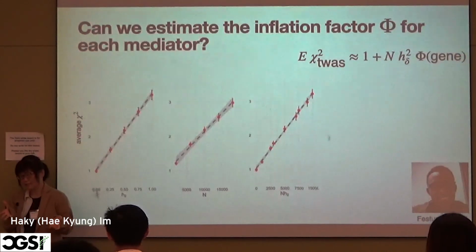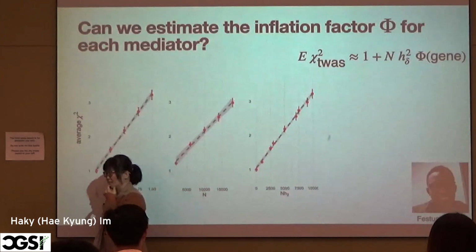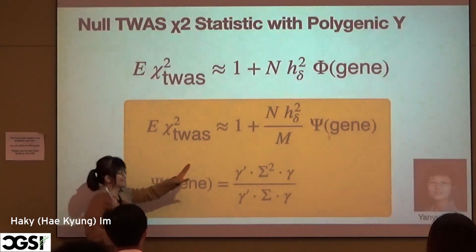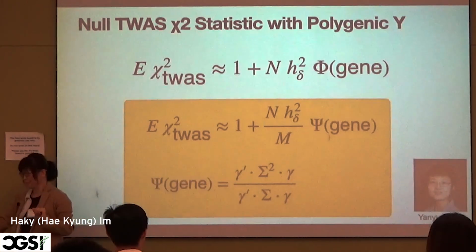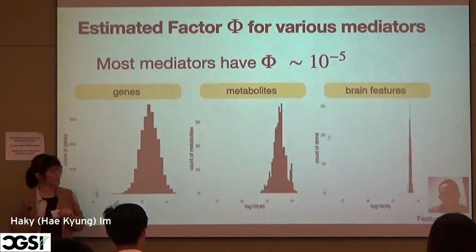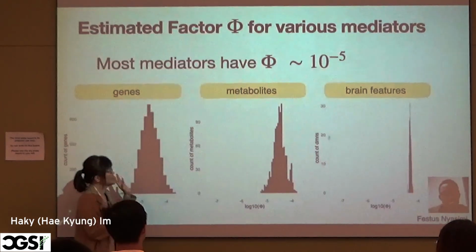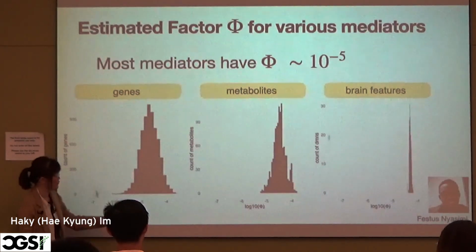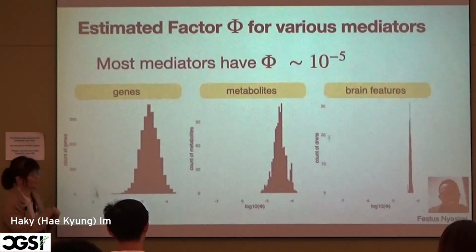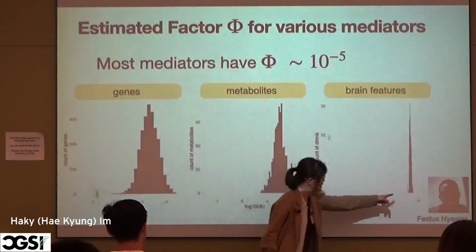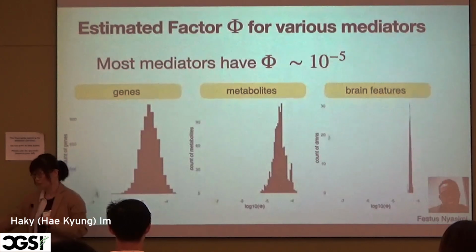Well, can we estimate the inflation factor? Yes, you just estimate the slope, given that formula. For those of you who remember the LD score regression formula, you will see that it has the same functional form. You get the same thing for gene expression, metabolites, brain features. You can estimate that slope, and this is what we find. Something interesting: brain features that are very polygenic tend to be more concentrated in this number. For metabolites it's a little bit more spread out, and for gene expression, even more spread out.